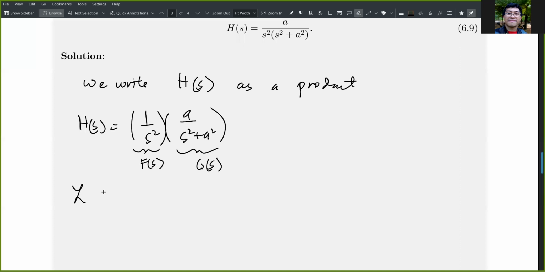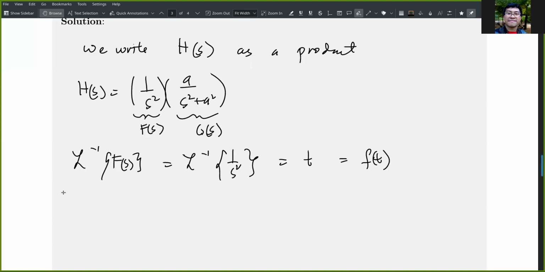So the inverse Laplace transform of F(s) is just the inverse Laplace transform of 1 over s squared, which is t. Let's call that f(t). And the inverse Laplace transform of G(s), if you look at here, that is just sine of a t. Let's call this g(t).